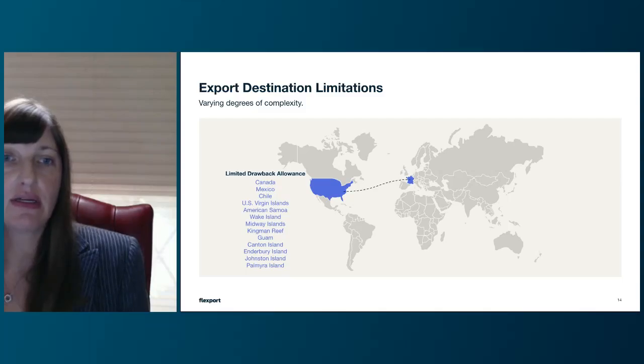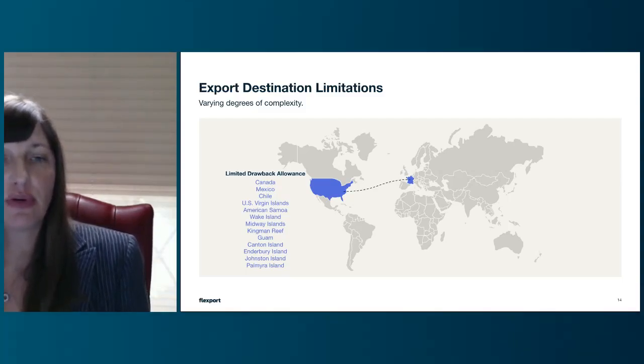Shipments to Puerto Rico are not considered exports. However, exports from Puerto Rico are eligible for drawback in the same way as US mainland exports.